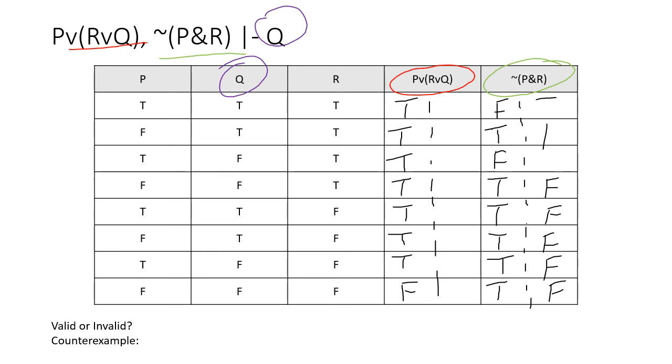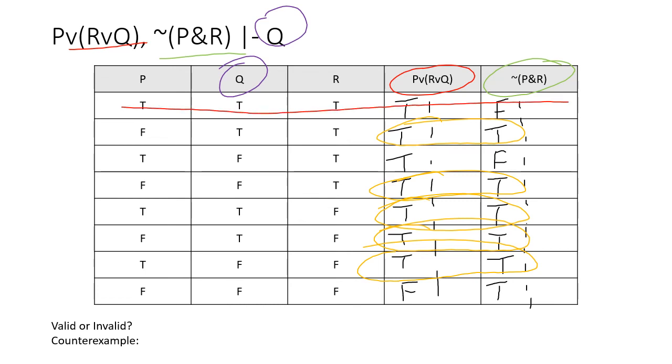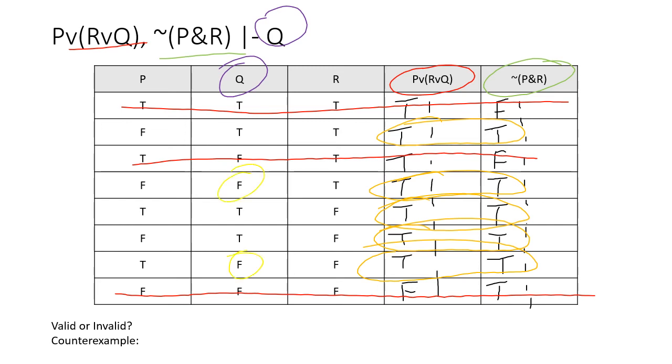And this time we're going to erase the right column. And now we can check for validity. So we're going to look for instances in which we have all true premises. That would be here, here, here, here, and here. So we can ignore this row, and this row. And looking at our Q value, we're going to look to see if there are any instances in which we have a false conclusion, and we do right there. So this one is also going to be invalid.